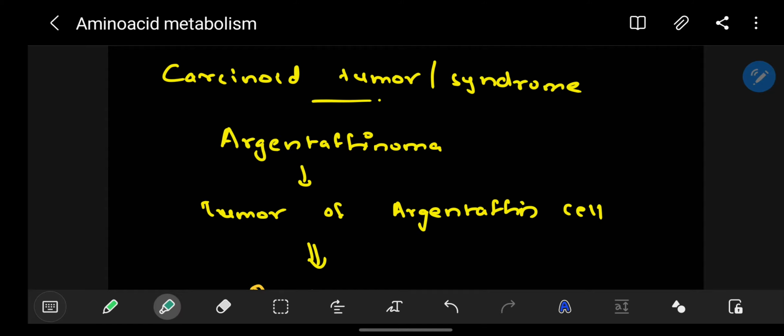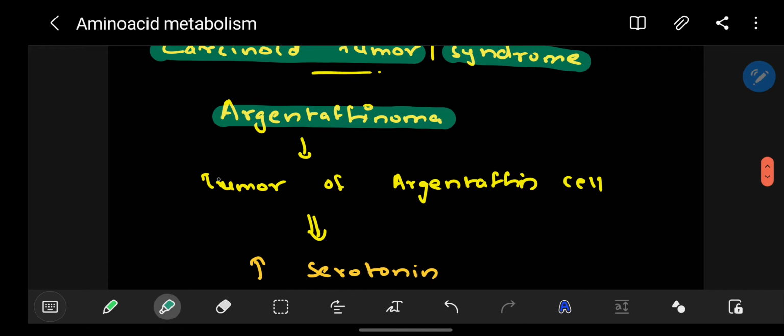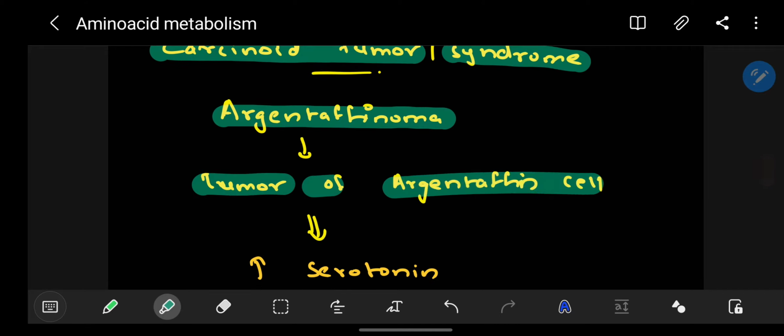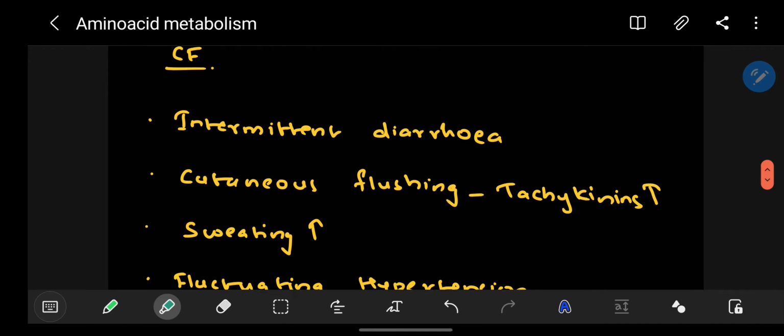Relating to argentaffin cells, there is a tumor which is called carcinoid tumor or carcinoid syndrome. It is called argentaffinoma. It is a tumor of argentaffin cells, so there will be an increased level of serotonin. As tryptophan is used to synthesize more and more serotonin, the synthesis of niacin will be decreased. So what are its common clinical features?